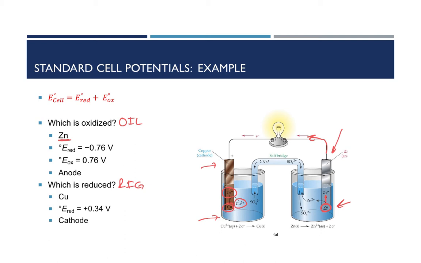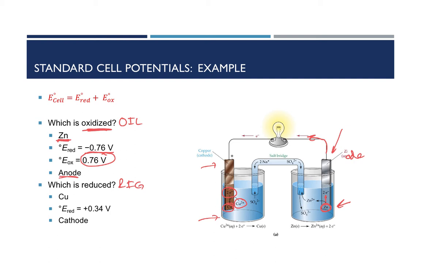So that's our reduction. Okay, so if I look at my standard table, I'll see that the standard reduction potential of zinc is negative 0.76 volts. Because we know that's what's being oxidized, we just flip the sign on it: 0.76 volts. Oxidation happens at the anode, so we know that this is the anode side. An ox, right?